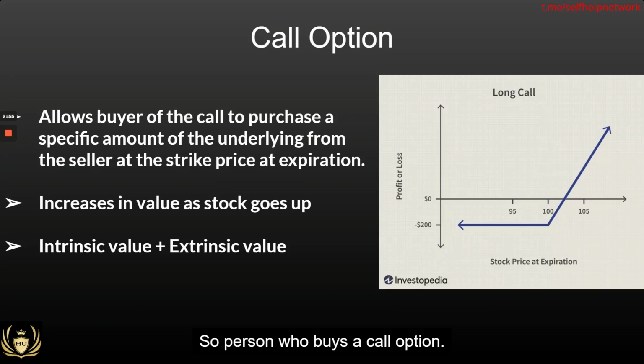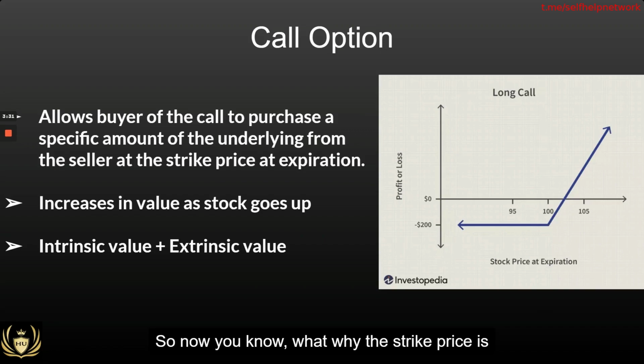So a person who buys a call option has the optionality. He can choose to purchase a certain amount of the underlying. Underlying can be a stock, it can be a commodity. Let's take the example of Apple in this case. So he will have the option to buy a specific amount of Apple from the seller of the option on the date mentioned on the option, that's the expiration date, at the strike price.